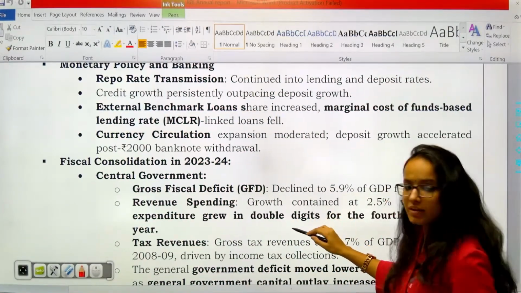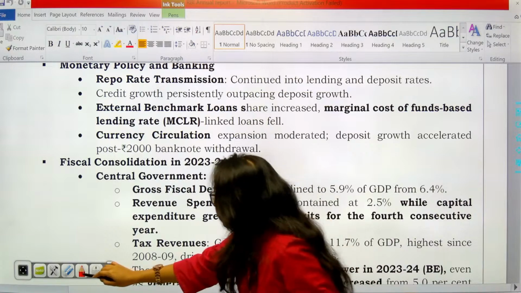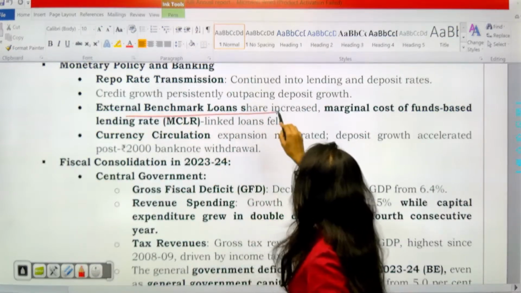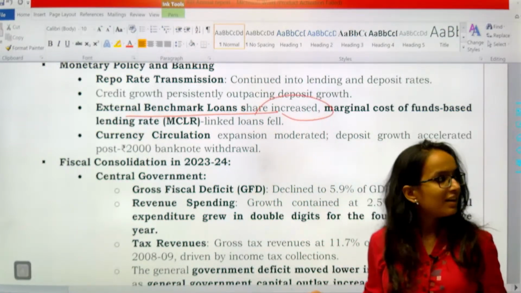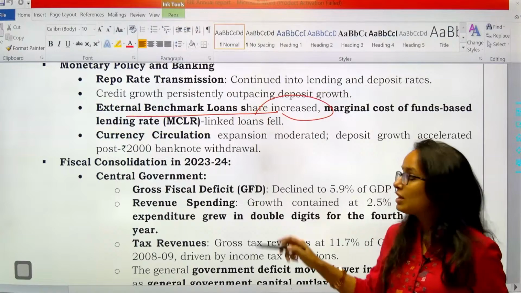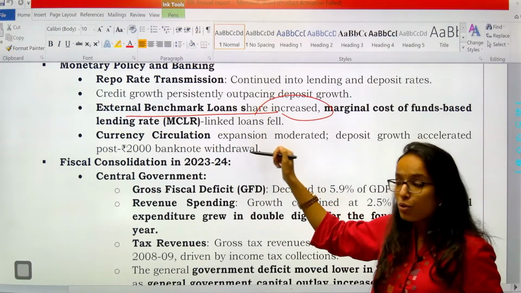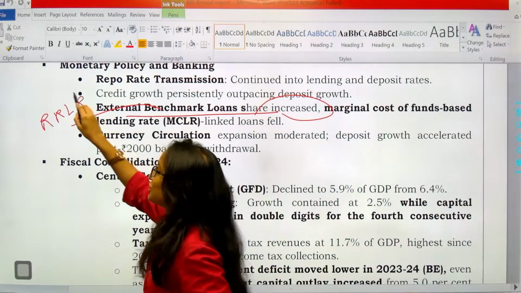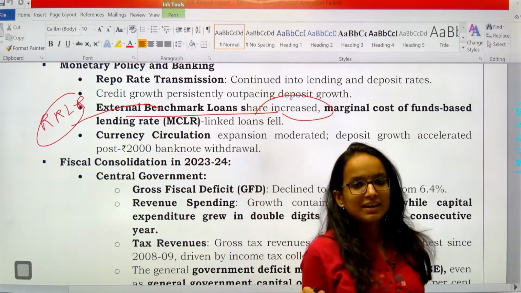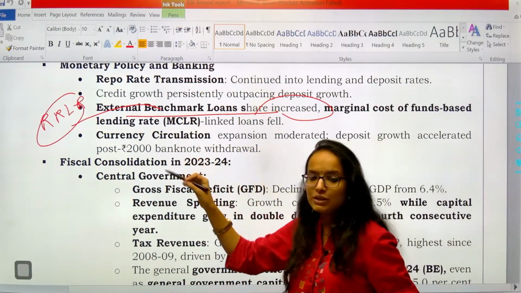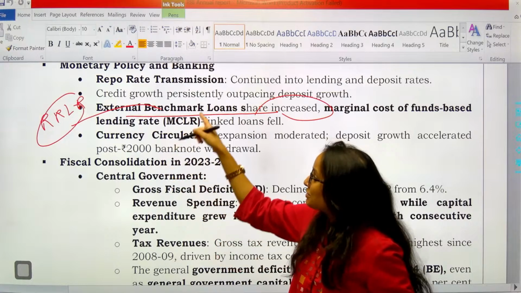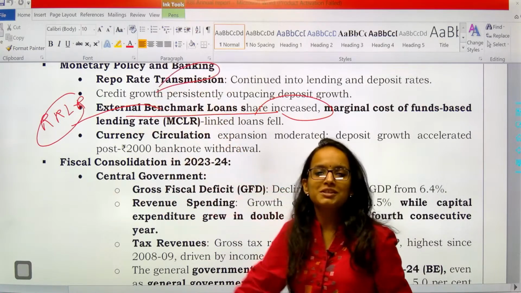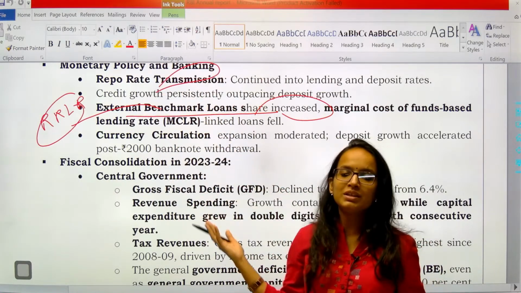Okay, so now when we come back to this news that external benchmark loans have increased, you now understand that loans related to RRLR, the external benchmark rate, which is the repo rate based lending rate, have increased. So loans related to your repo rate have increased, and that's why you can say that repo rate transmission is happening. You can link all these news together.